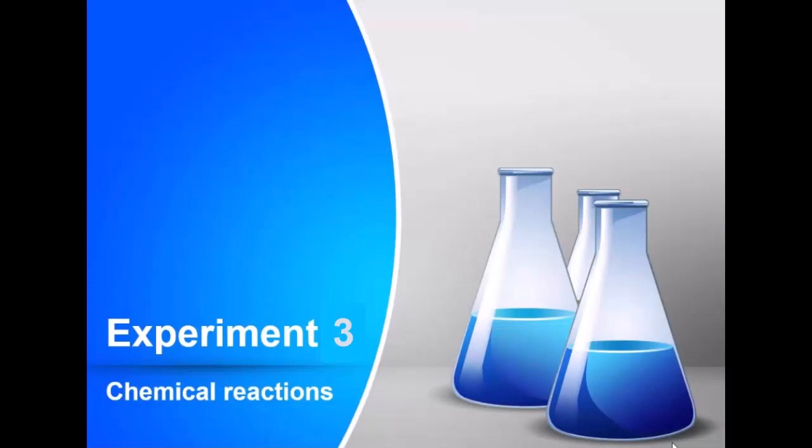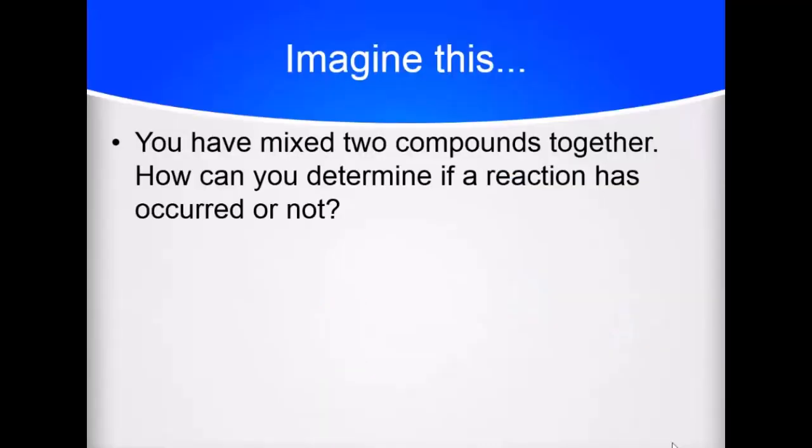Experiment 7, Chemical Reactions. Imagine that we had to get something called chemical reactions at some point, right? After all, chemistry is the study of matter and the changes it undergoes during physical and chemical change. So a reaction lab seems totally appropriate. So you've mixed two compounds together, maybe in the lab, maybe in your kitchen or bathroom or around your house. How can you determine if a reaction has occurred or if it's just a physical change?